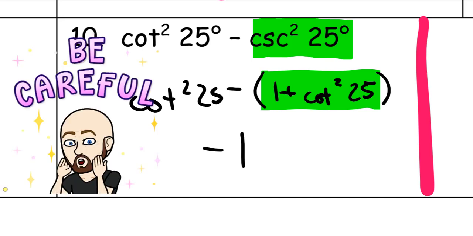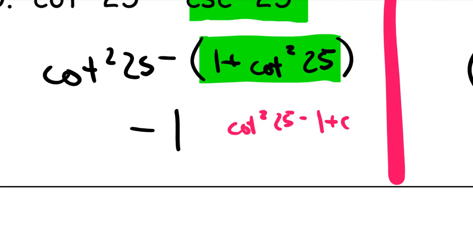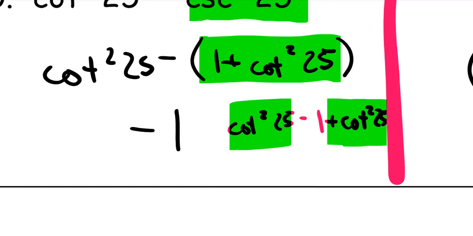And be really careful here, because you want to make sure you put parentheses around the trig function that you're substituting. So that identity is 1 plus cotangent squared. Because if you were to just write cotangent squared 25 minus 1 plus cotangent squared 25, like that does not give you negative 1 as a value, because these two cotangent squared 25 terms would combine and give you two cotangent squareds, which is incorrect. So please, watch yourself.